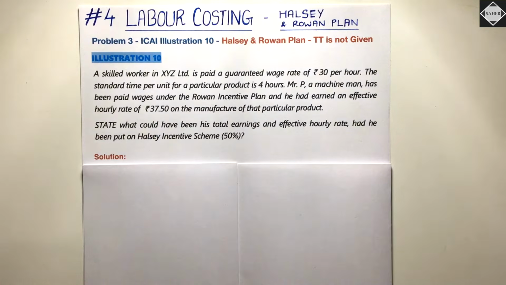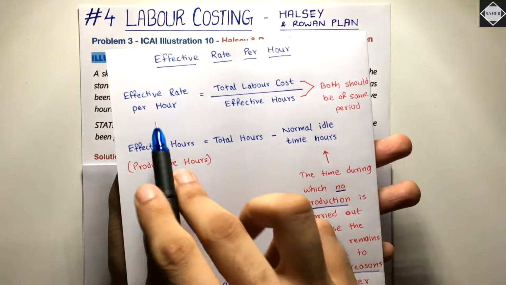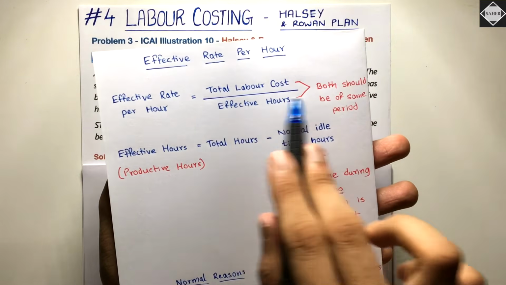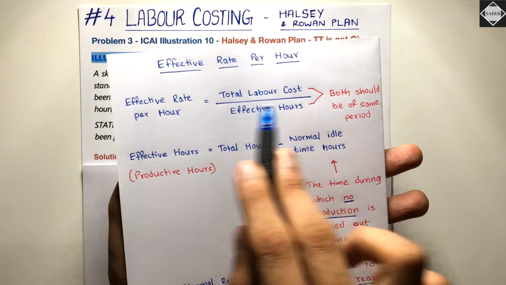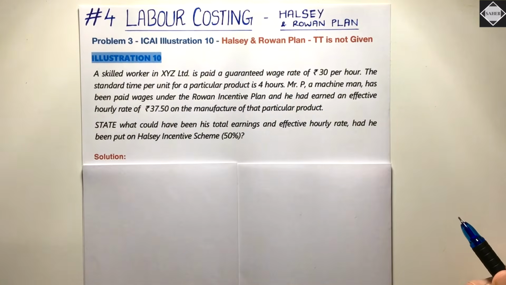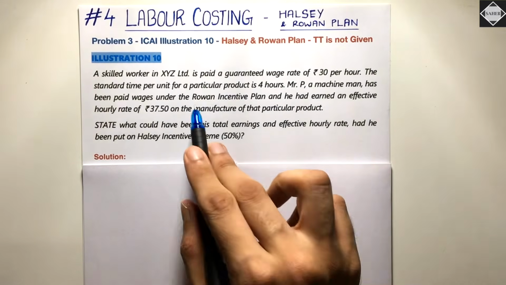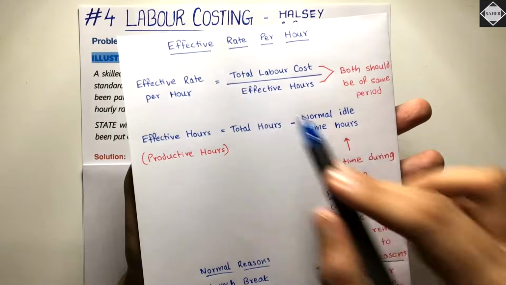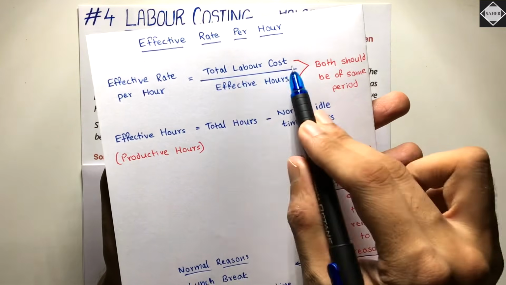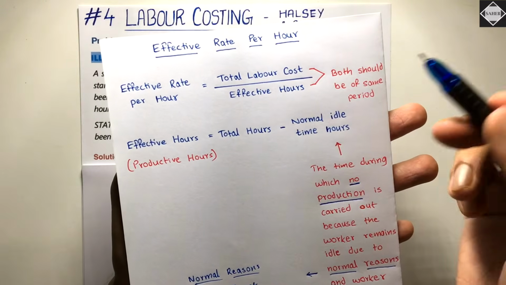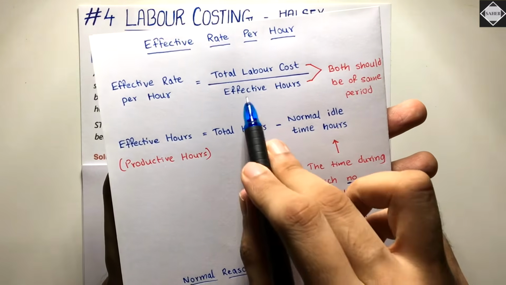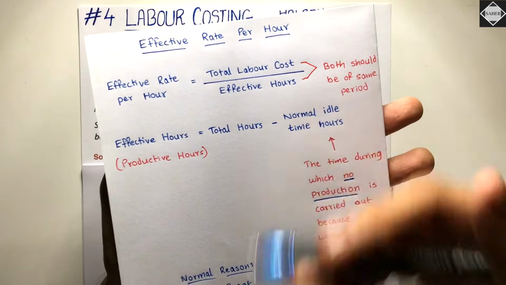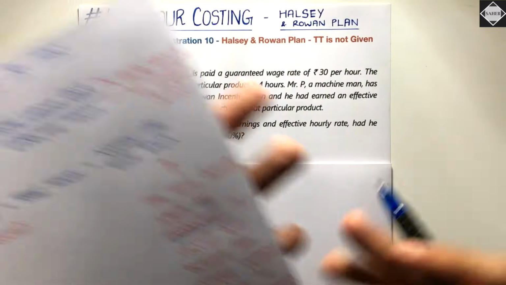In effective hourly rate, what do we have? In this formula, total labor cost divided by effective hours. Effective rate per hour we know. Total labor cost, do we know that? No, we don't know properly. Here we know that they are following the Rowan incentive plan. So in the numerator, we are going to take the Rowan plan formula, and then we'll solve. And the denominator is effective hours, meaning time taken only.